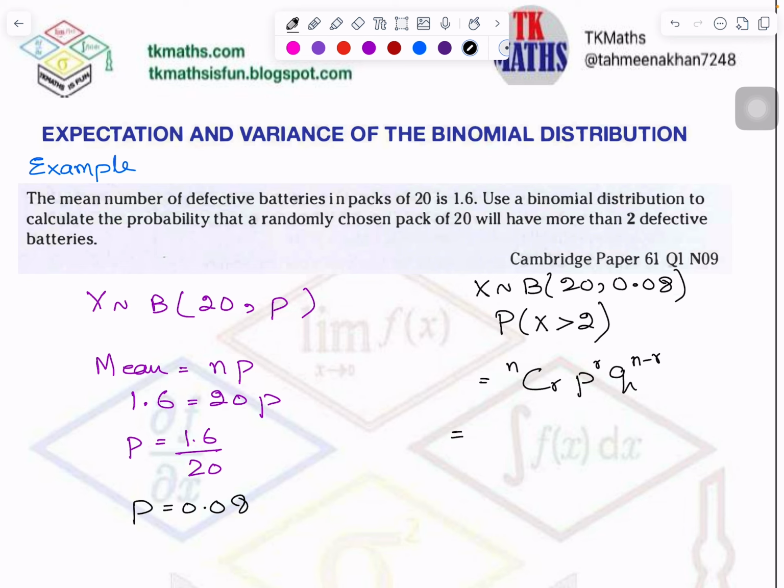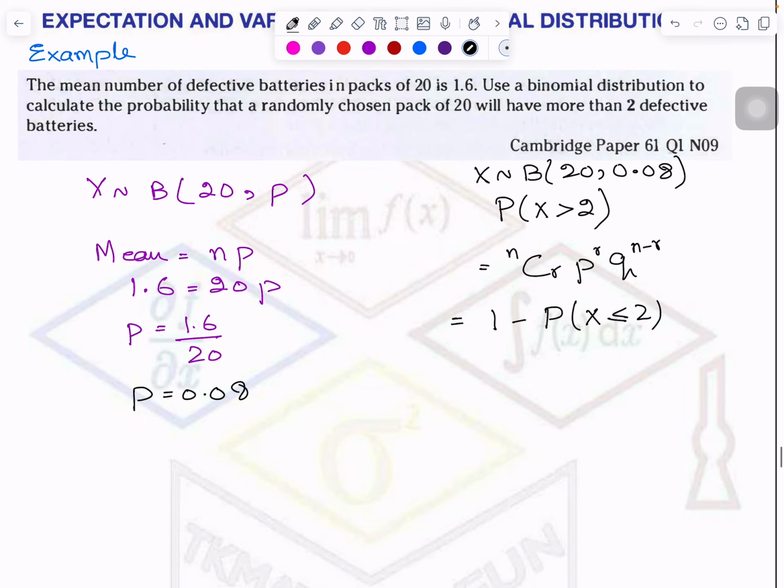So greater than 2 will be too long because from 3 till 20, too many values. So let's do it 1 minus, like we have done in the previous cases, right? So it will be 1 minus probability of X equals 0, 1 and 2, right? And now you can write down the formula quickly. 20C0, p is 0.08, power 0, 1 minus 0.08 will be what? 0.92.